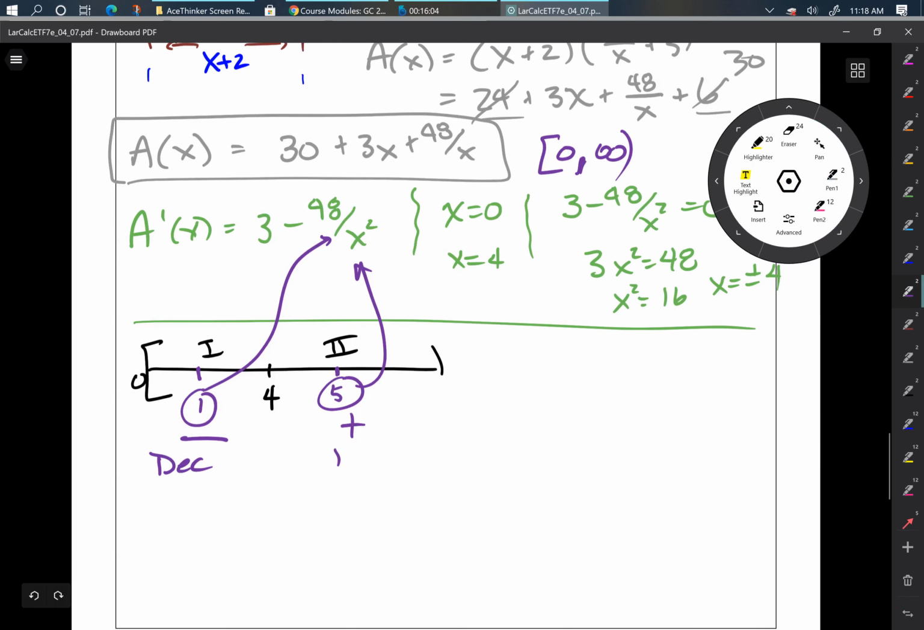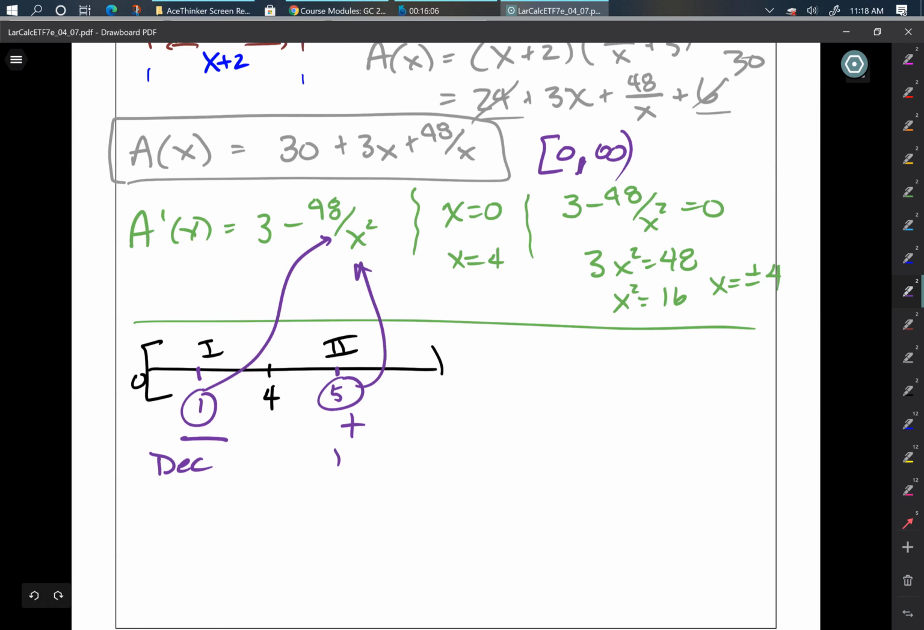So we will be increasing. So what does that mean about this guy? Well, that was a critical number where it was equal to 0, so horizontal tangent line, so decreasing, increasing, horizontal tangent, minimum. So we found our minimum.